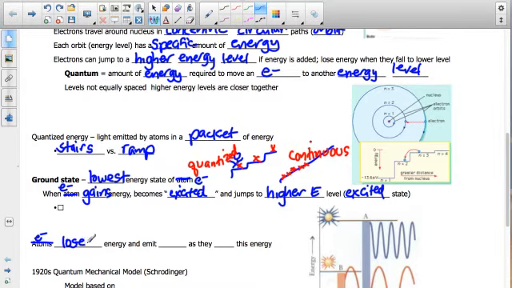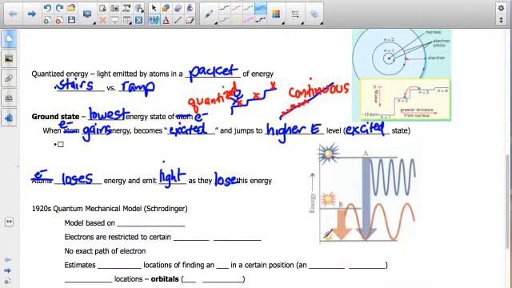So when an electron loses energy, it emits light. Sometimes it's visible light, sometimes it's ultraviolet light or infrared light. So when the electron loses energy, it emits light as it loses that energy.